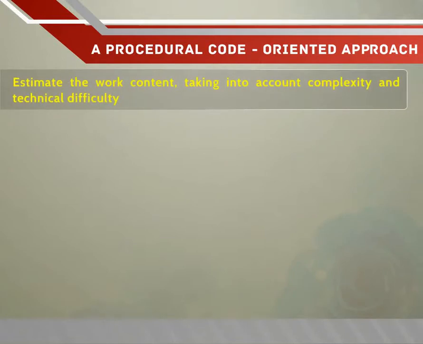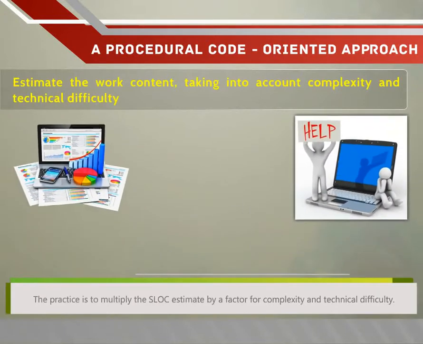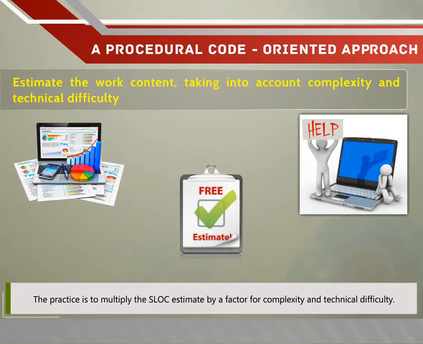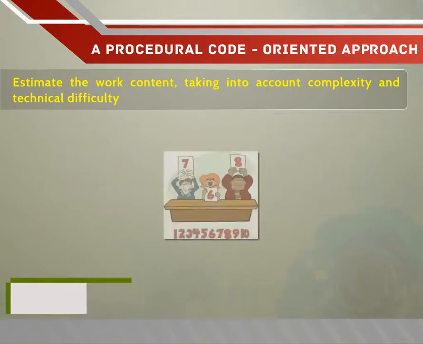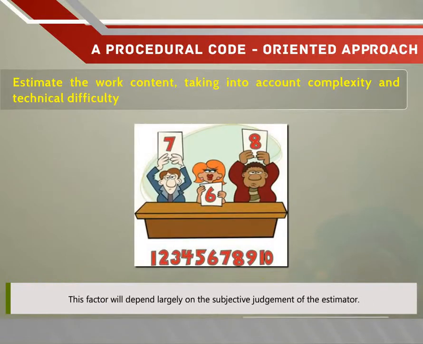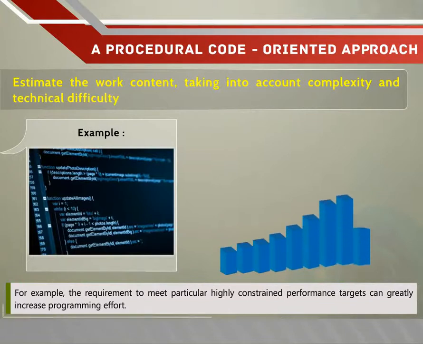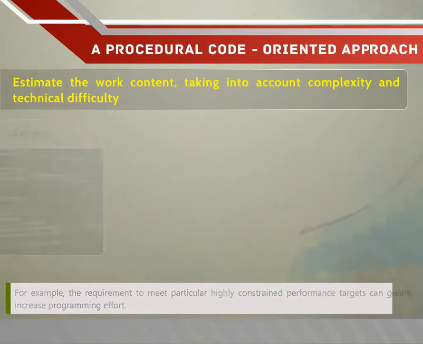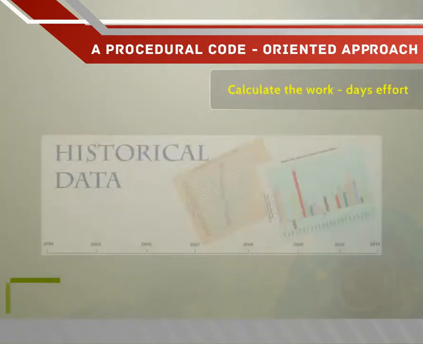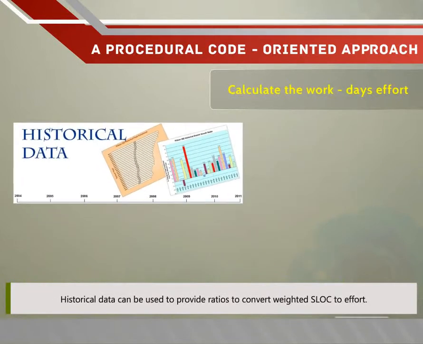Estimate the work content, taking into account complexity and technical difficulty. The practice is to multiply the SLOC estimate by a factor for complexity and technical difficulty. This factor will depend largely on the subjective judgment of the estimator. For example, the requirement to meet particular highly constrained performance targets can greatly increase programming effort. Calculate the work days effort. Historical data can be used to provide ratios to convert weighted SLOC to effort.